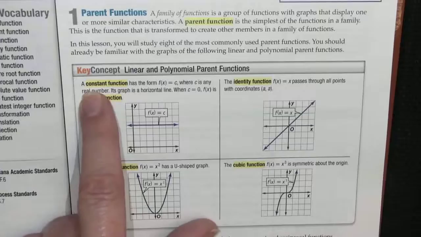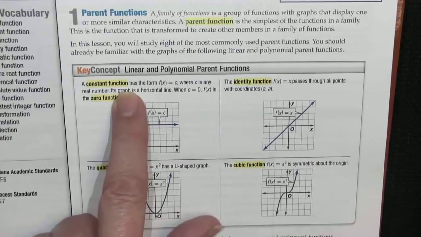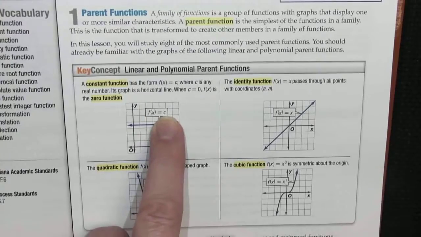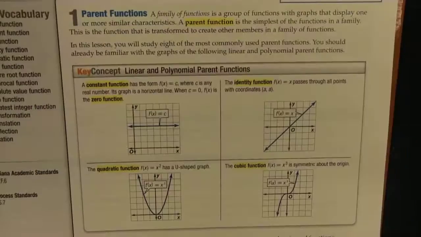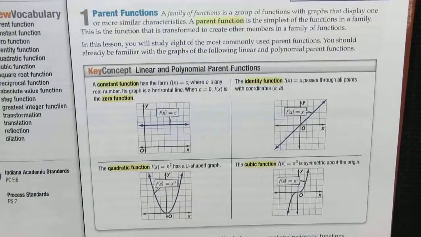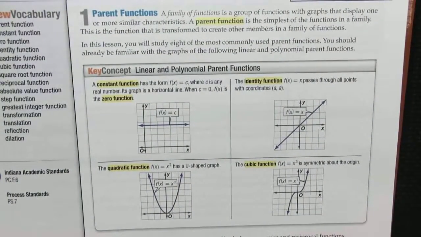Okay, so here we go. A constant function is one that is y, or f of x equals a letter, some number. Let me see. You know what? Let me turn that on and turn this light off and see if that helps us a little bit. Can you see it better?